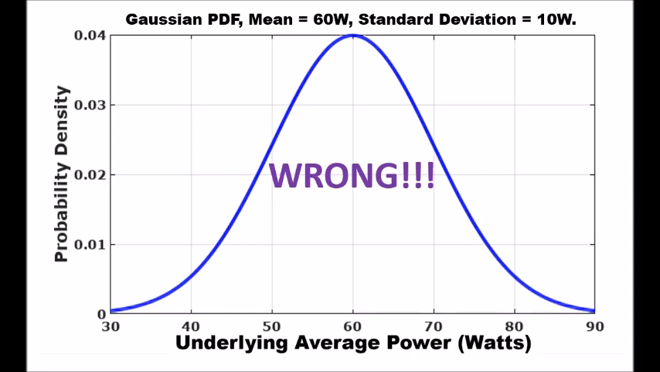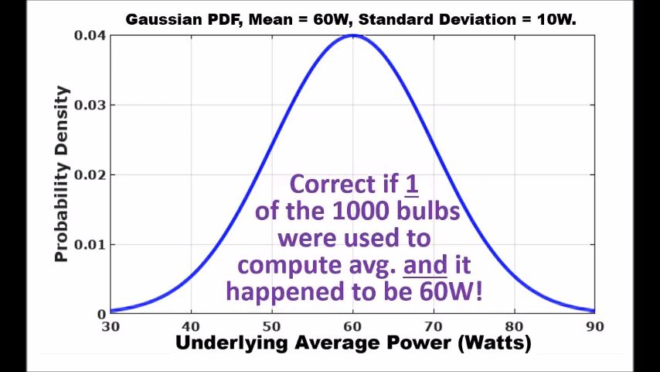So now, if I used 1,000 bulbs to accurately compute the standard deviation, but only used one 60-watt bulb to estimate the underlying power, then this distribution would be correct. It would be correct because I only used one of the 1,000 bulbs to nail down the average underlying power. But, of course, we're not going to ignore the other 999 bulbs and only use them to estimate the standard deviation. Instead, we use all 1,000 bulbs to create a measured average as well. A measured average that will have much less standard deviation than that of a single measured bulb.